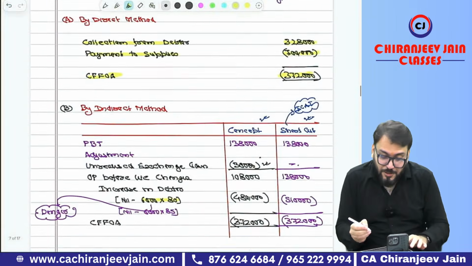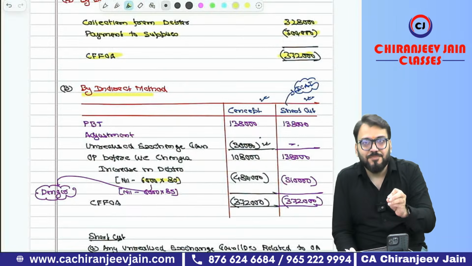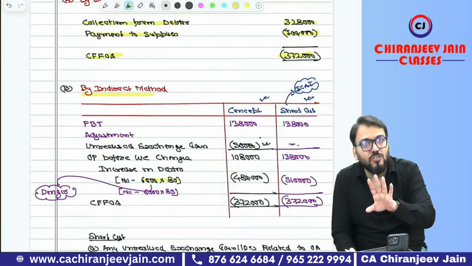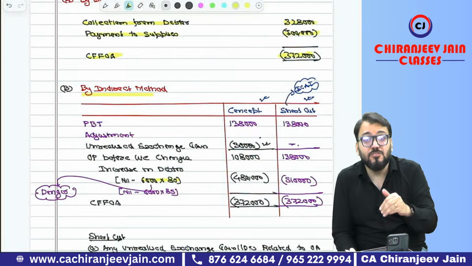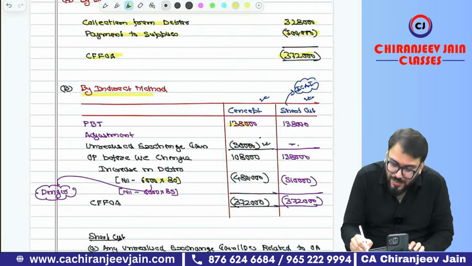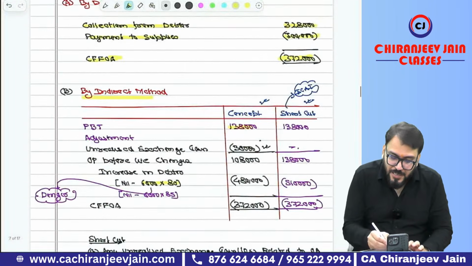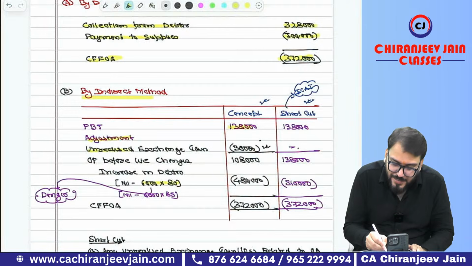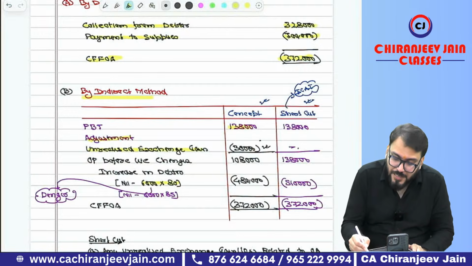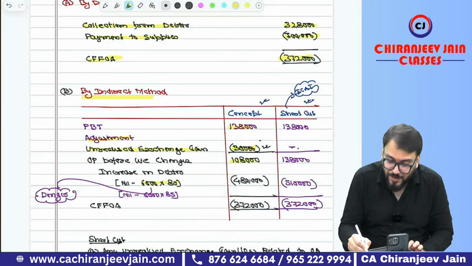No doubt. Now coming to indirect method, try to understand. They said unrealized exchange gain is not a cash flow, meaning it is a non-cash item. So first try to understand. We'll start from PBT 1,38,000. We should do adjustment for unrealized exchange gain, that is 30,000. So it will become minus, because exchange gain is an income, so it will become 1,08,000.